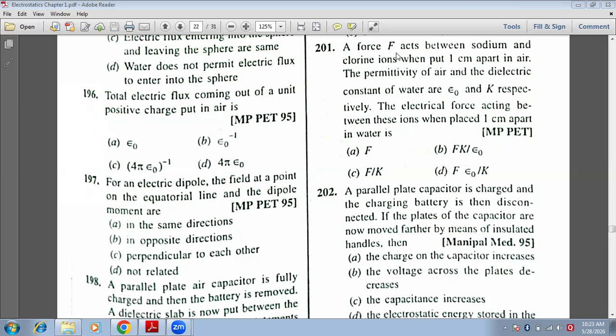A force F acts between sodium and chlorine ions when put 1 centimeter apart in air. The permittivity of air and the dielectric constant of water are epsilon naught and K respectively. The electrical force acting between these ions when placed 1 centimeter apart in water is option A F, option B Fk upon epsilon naught, option C F upon K, option D F epsilon naught upon K. Correct answer option C F upon K.